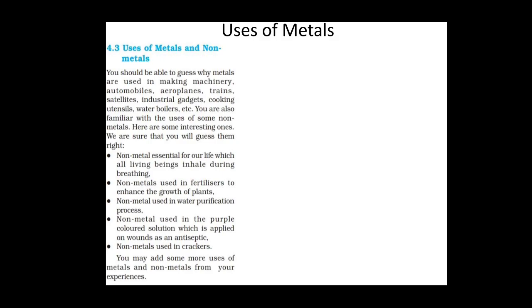Children, we are almost at the last topic, uses of metal. Again, this is the part which is given in your book, so I have just cut and pasted it here. You should be able to guess why metals are used in making machinery, automobiles, aeroplanes, trains, satellites, industries, gadgets, cooking utensils, water boilers, etc. So these are the fields where metals are used.